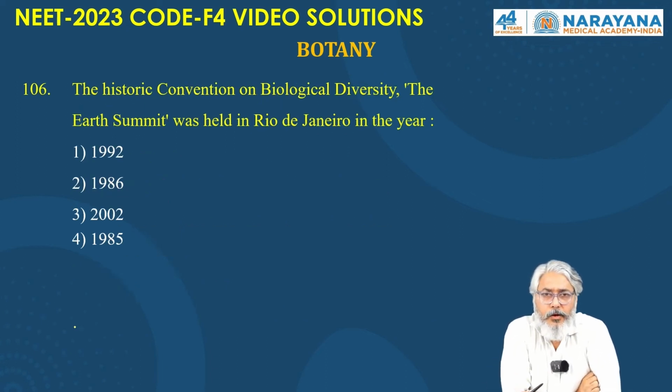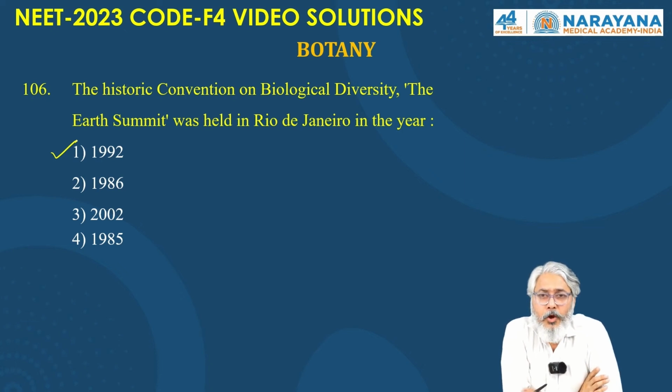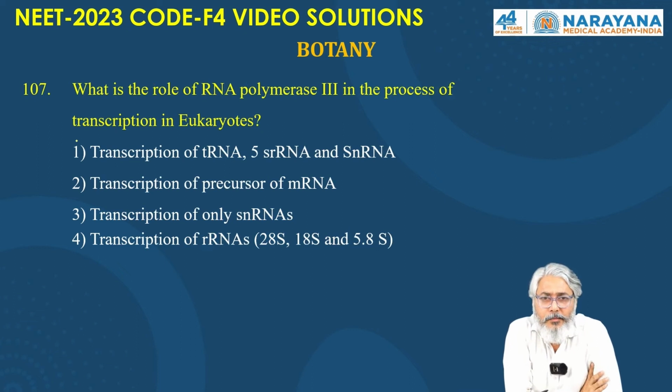The historic Convention on Biological Diversity, the Earth Summit, was held in Rio de Janeiro, Brazil, in the year 1992. Its follow-up was the World Summit, just after 10 years, in 2002. According to this question, the answer is 1992. And what was the aim of the Earth Summit? To conserve biodiversity.